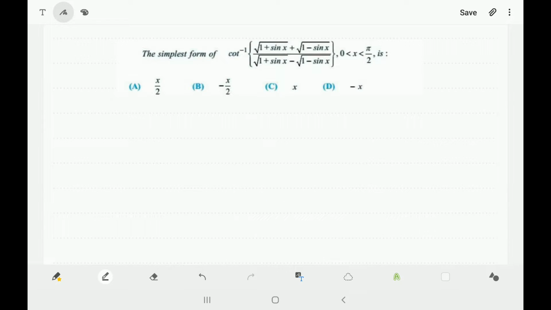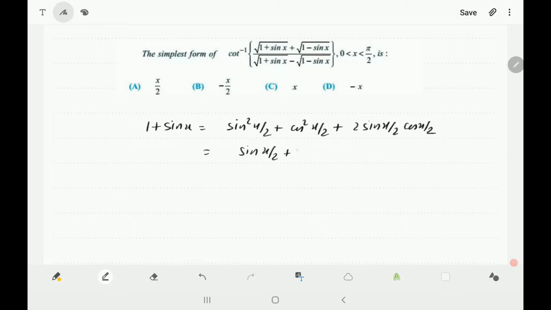We have to simplify this term in the interval 0 to pi by 2. Okay, so we already know the formula that 1 plus sin x can be written as sin square x by 2 plus cos square x by 2 plus sin x can be written as 2 sin x by 2 cos x by 2. So this term is basically sin x by 2 plus cos x by 2 raised to the power 2. Similarly, 1 minus sin x can be written as sin x by 2 minus cos x by 2 raised to the power 2.